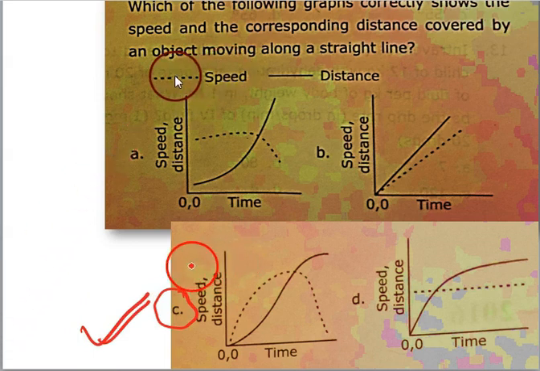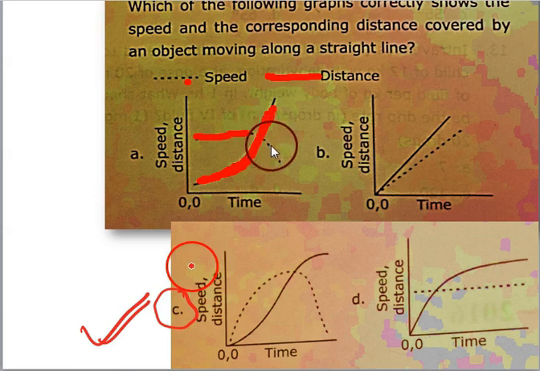Now here the speed is given in the dotted line and distance is given like this. So this one is the distance, and this one is the speed. The distance is changing; distance is increasing with time. And here, first of all, it shows that speed is almost constant. Then the speed decreases, it is going down with time. That means speed decreases. But this is not the correct one.